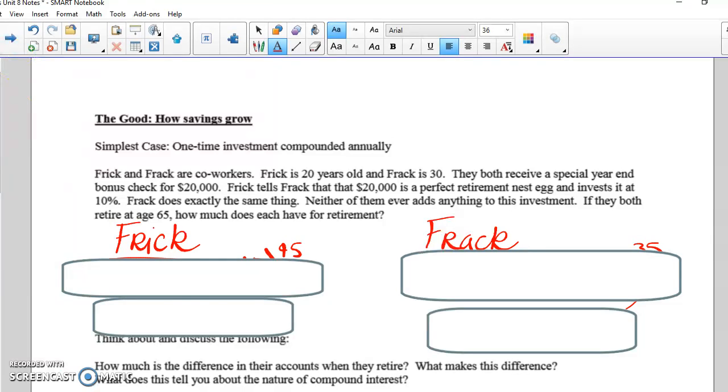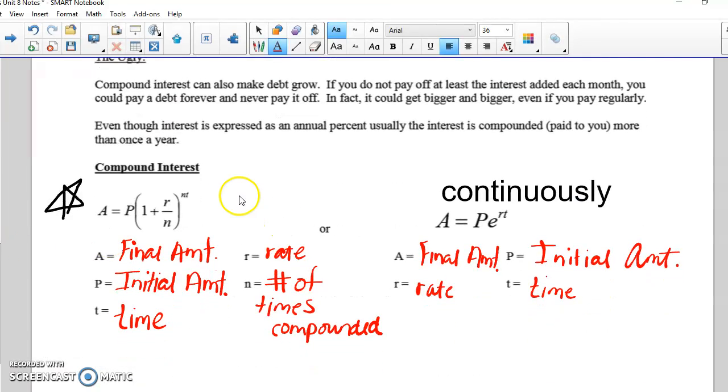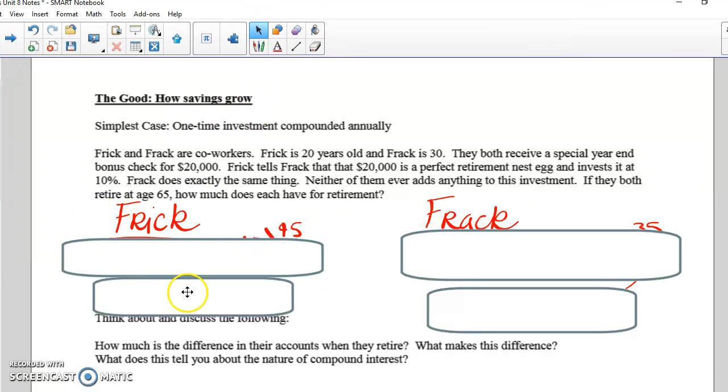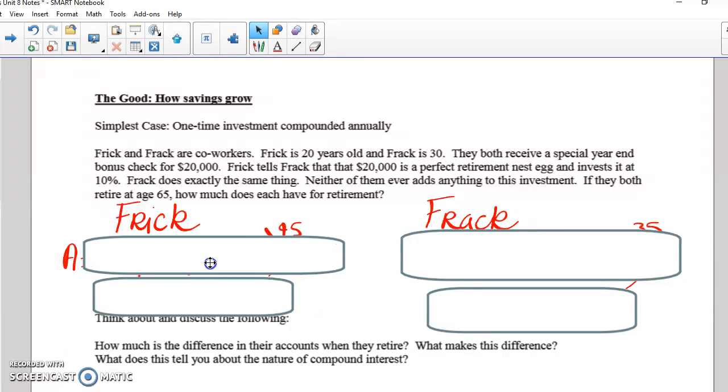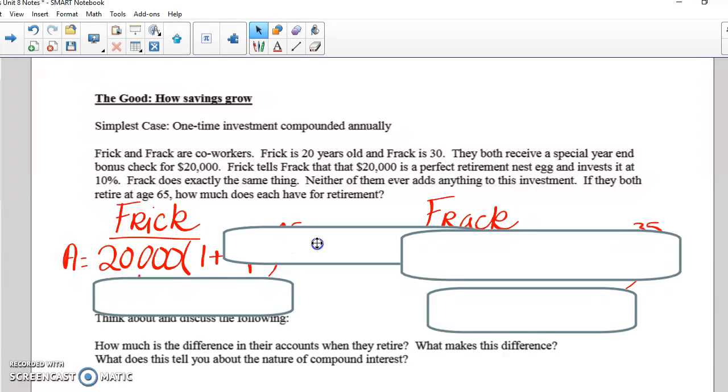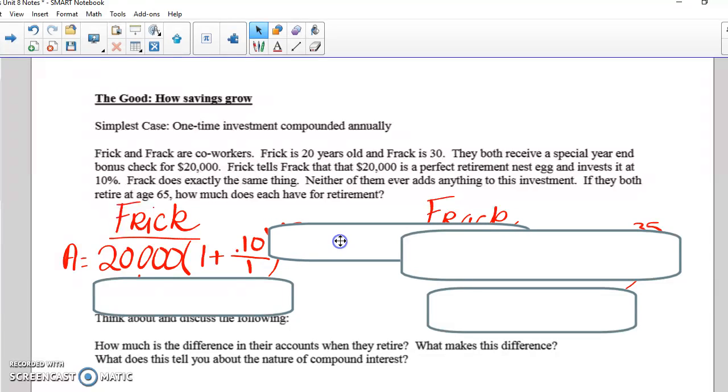So what we are going to be using for this one is this equation down here: A equals P times (1 plus R over N) to the NT. Let's start off by trying to come up with the equations that we're going to use. So Frick, we have A. A is equal to the initial value, so 20,000 is our initial value, times the quantity 1 plus, do you remember what it is? It's going to be R over N.